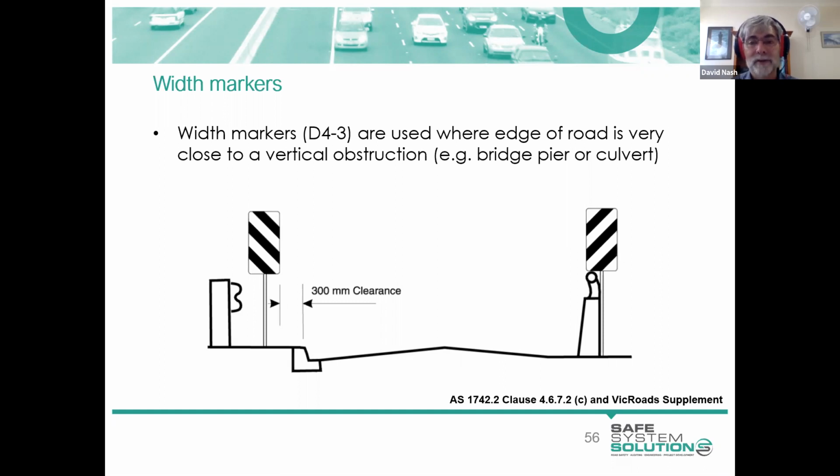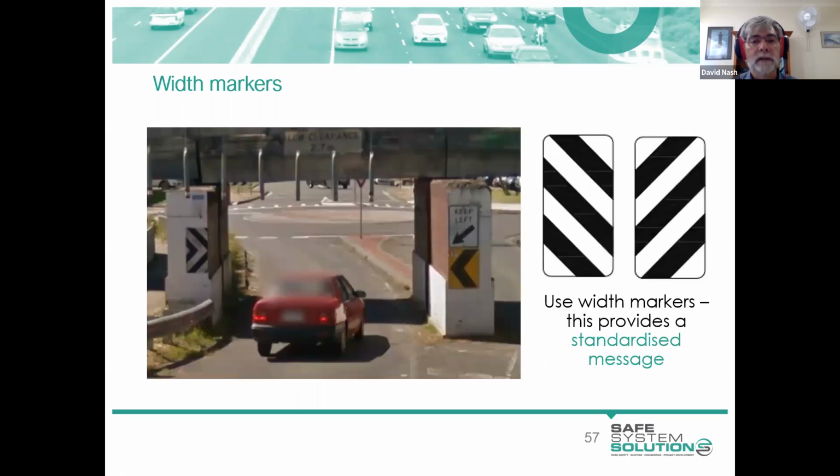So you actually have to order one of each from the depot or the store or the sign manufacturer and make sure that you put them correctly on the correct side of the road. If there's a barrier, you put them above the barrier. If there's a curb, about 300 millimeters behind the curb. Yep, so they're width markers.